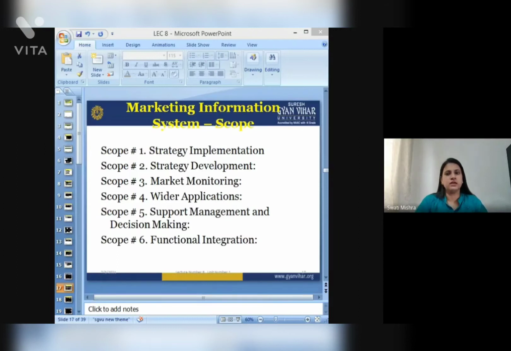The third one here is the market monitoring. So MIS enables the identification of emerging markets and market segments and the monitoring of the market environment for changes in consumer behavior, competitor activities, new technologies, economic conditions, any kind of governmental policy changes, by using market research and market intelligence. Then we reach the fourth point that I have mentioned under the scope, which is wider applications.